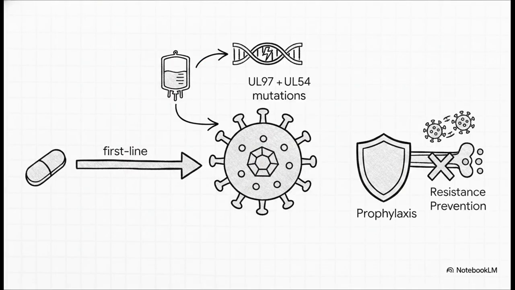Speaking of therapy, let's build out our pharmacology differentials. Keep these caveats totally straight in your head. First line is ganciclovir, but if the question mentions a UL97 gene mutation, you're going to switch to foscarnet.